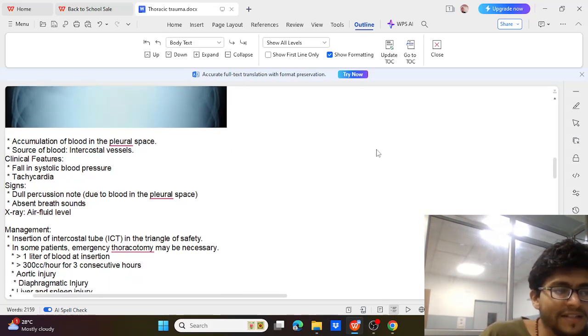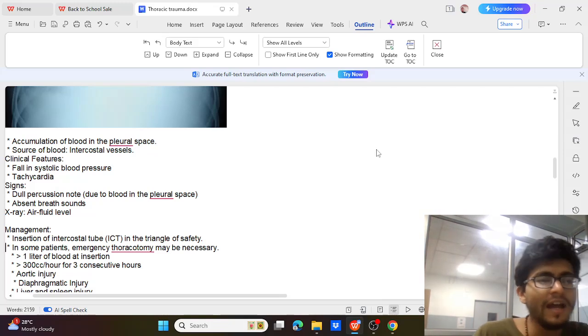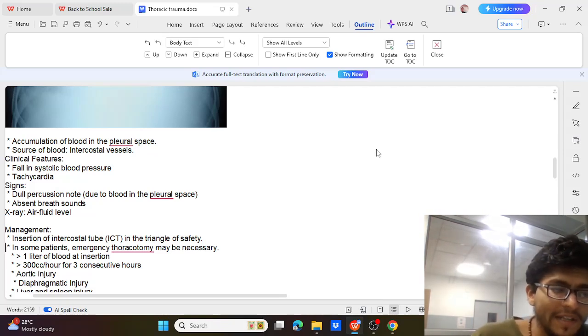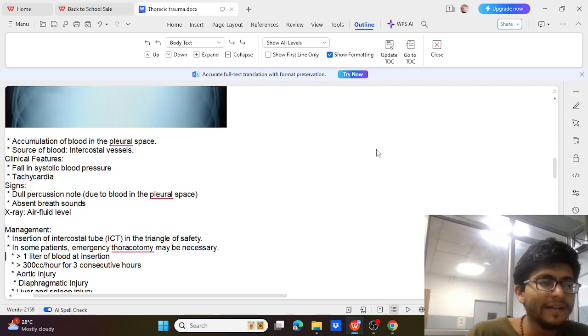Again, how do we manage this? We will insert an intercostal tube in the triangle of safety, which will be the initial management. And if the patient is very severely injured, in some cases we will have to go for emergency thoracotomy, that is opening of the chest. And when do we do that?